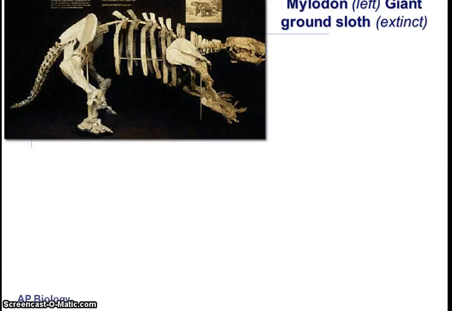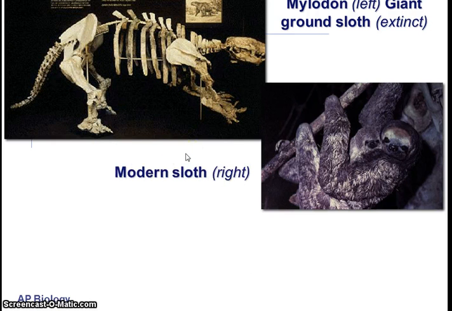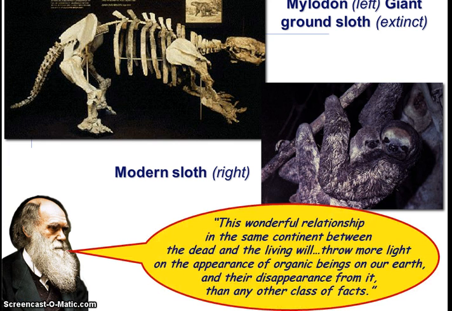What's going on? And so here you see a giant ground sloth and the modern sloth. So we have the dead and the living. Again, looking at this to throw more light on the appearance of organic beings on Earth and their disappearance from it.